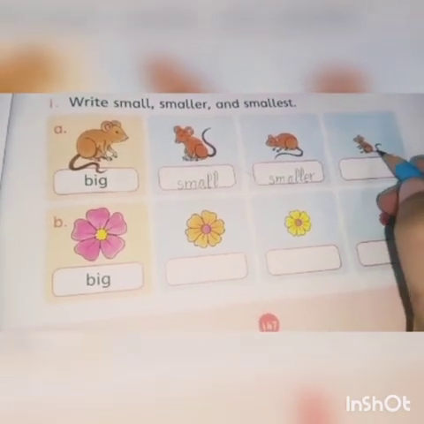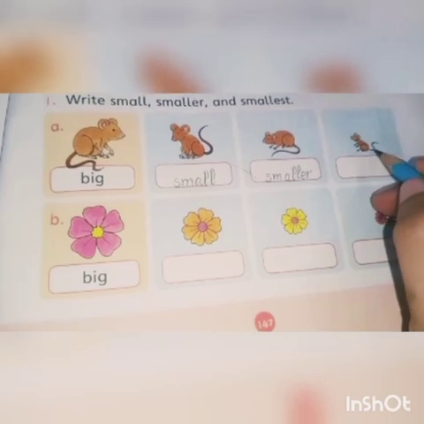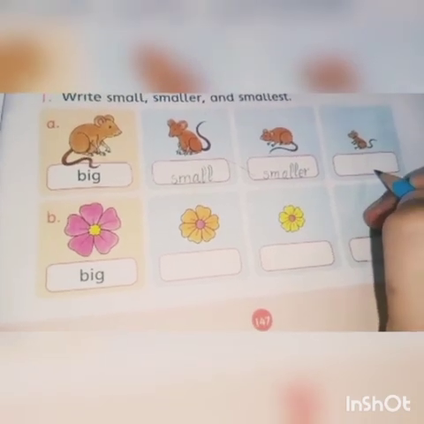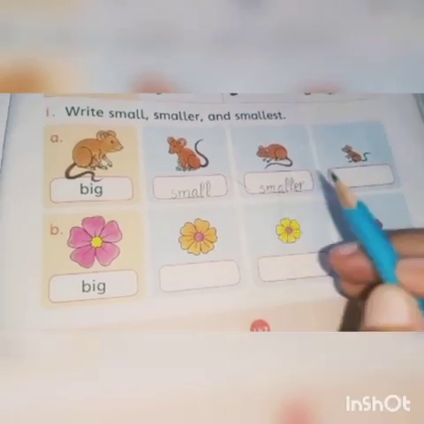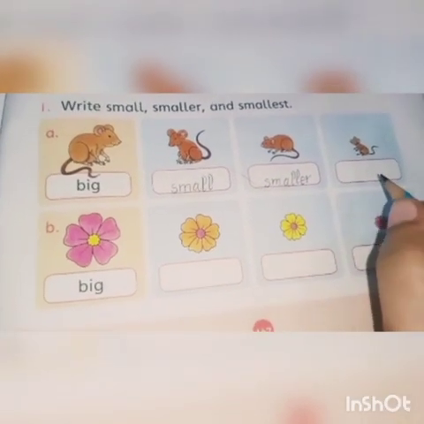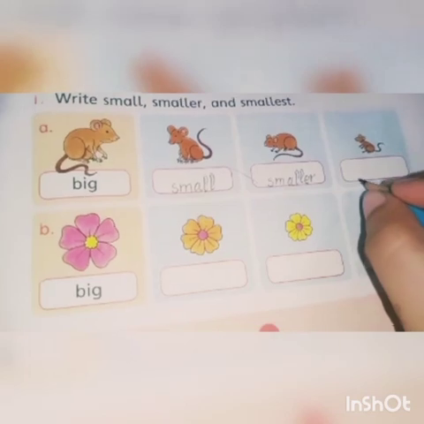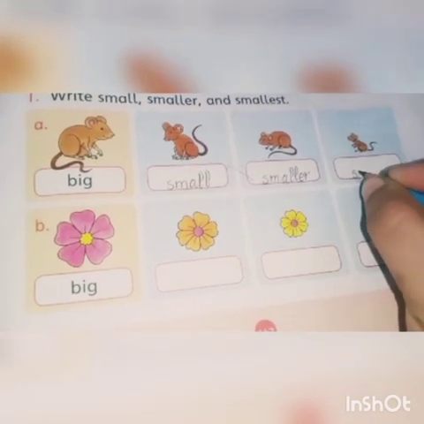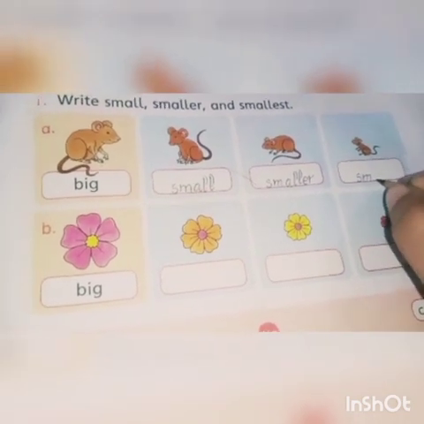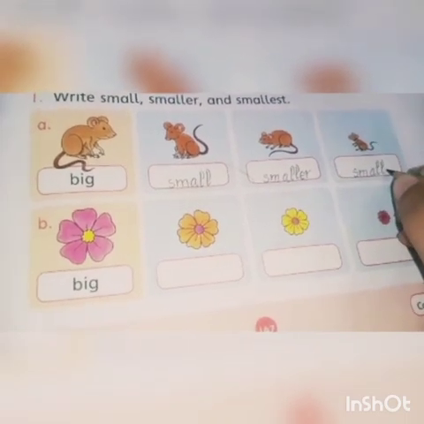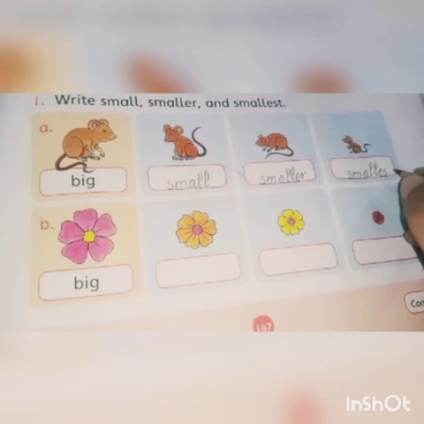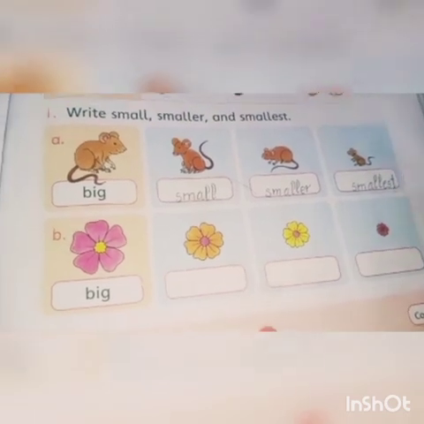Students, here at our last picture we have a very little mouse, which is smaller than all these mouse. So we are going to write smallest in the box as S M A L L E S T, smallest.